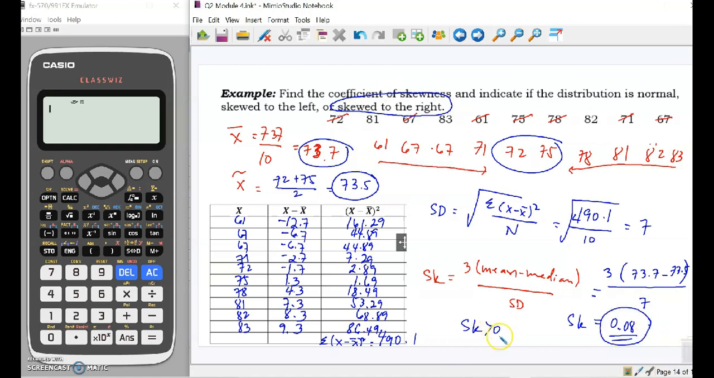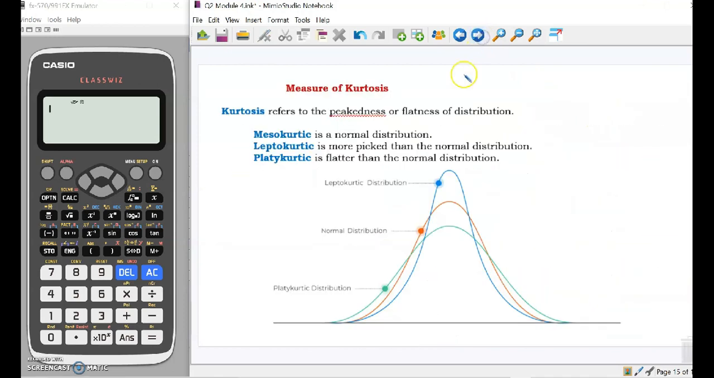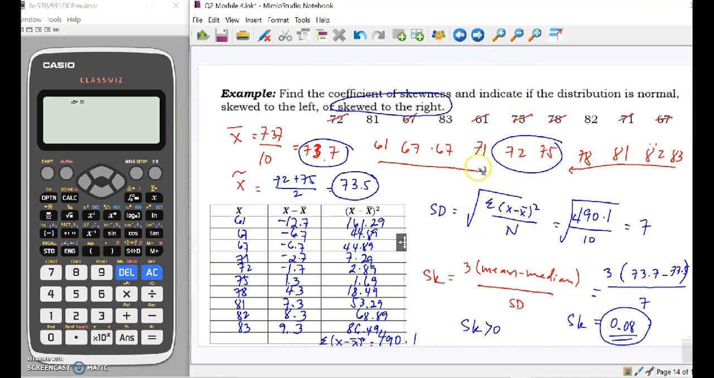If that is the case, then that would satisfy the condition that the mean is greater than the median. Remember, the mean is greater than the median, so it's positively skewed or skewed to the right. Okay, that satisfies our condition on this part. Do you have any questions?